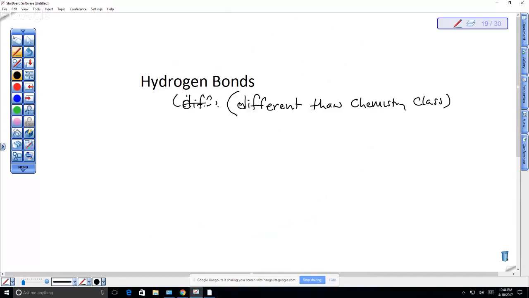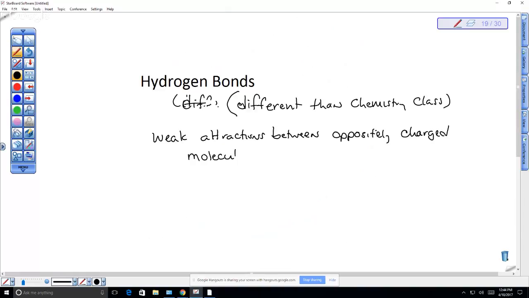So hydrogen bonds are weak attractions between oppositely charged molecules. And they're designated using a dotted line, not a solid line. So covalent molecules are solid lines, okay?